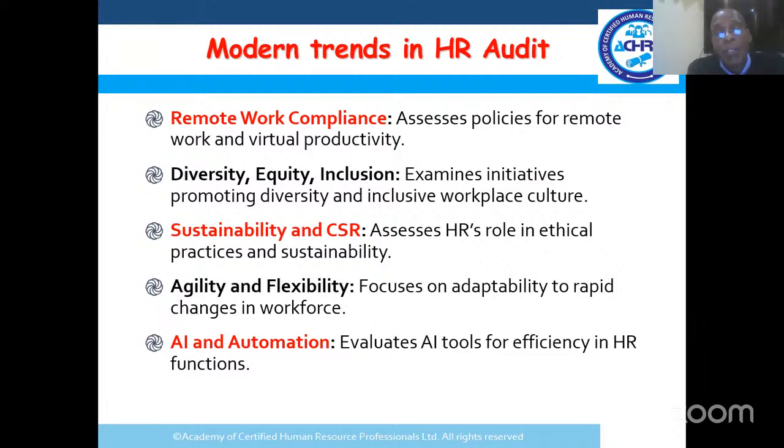Even onboarding. Today, we don't do onboarding the traditional way. Onboarding starts long before the employees report to work. So there are pre-onboarding activities that we can engage in so that we can create a good brand for ourselves as an organization. This is a way of being agile or flexible in terms of recruitment and selection.